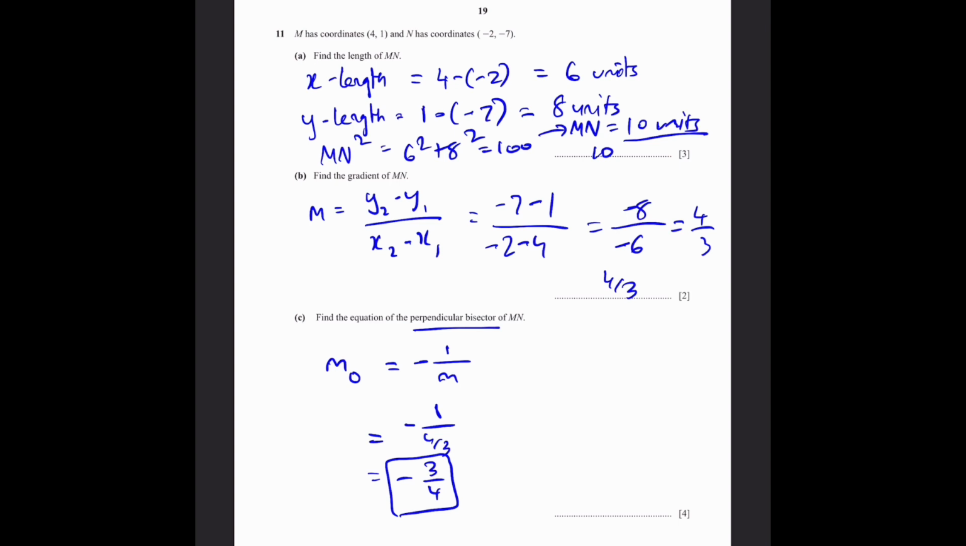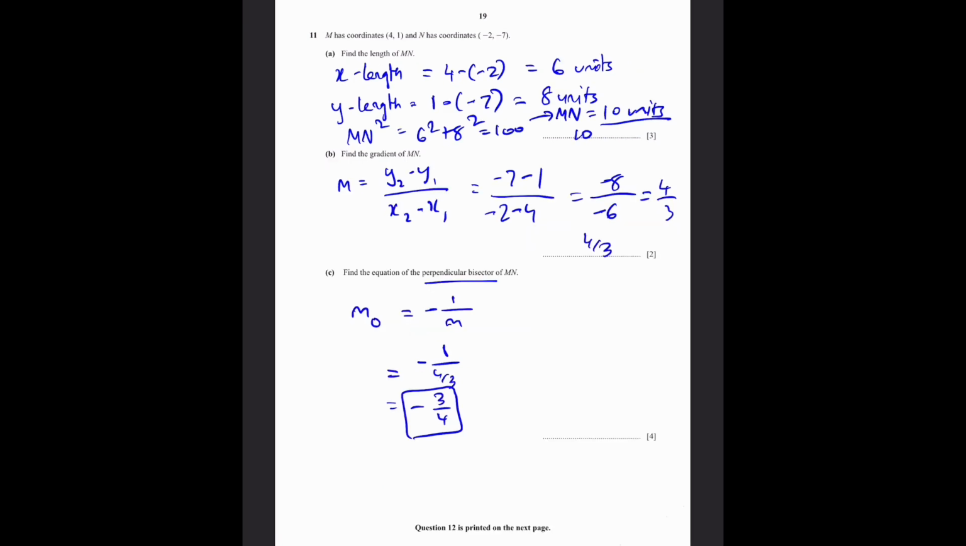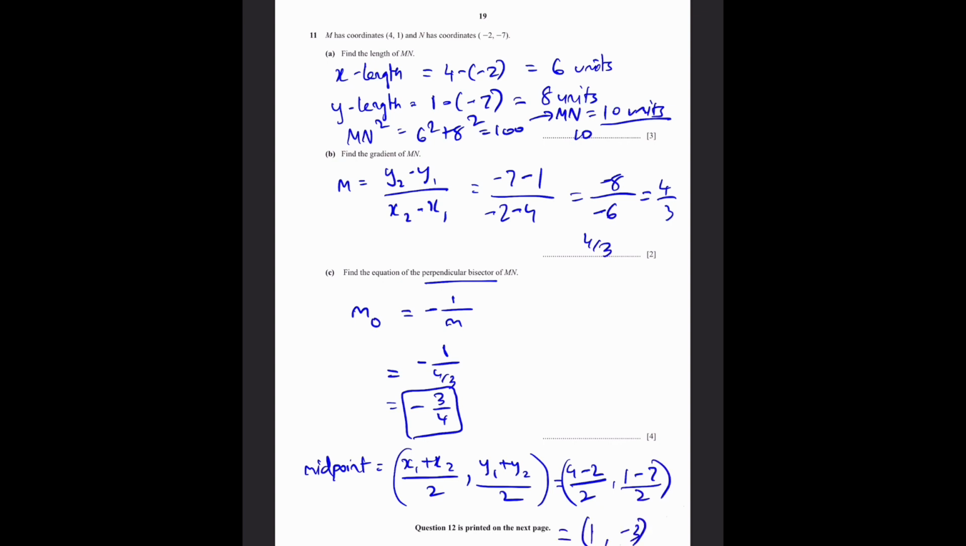So we know that the perpendicular bisector bisects the original line MN. So that means it passes through the midpoint of MN. So the midpoint is equal to ((x1 plus x2) by 2, (y1 plus y2) by 2), all in brackets because these are coordinates. That will be ((4 minus 2) by 2, (1 minus 7) by 2), which is equal to (1, -3).